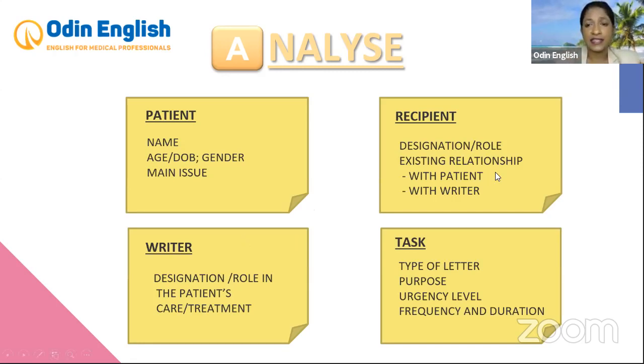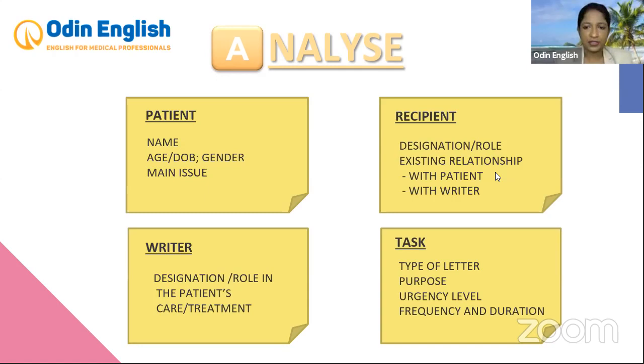Next is look at the recipient. In the recipient, you should look at not just the recipient's name. Well, name is important in the address part, but most importantly, look at that recipient's or the reader's designation and the role. What will he or she be doing for the patient? What will his or her role be in the patient's care or treatment after you write this letter to him or her? So look at that person's role in the patient's care. Second thing that you have to look at is any existing relationship. Whether there is any existing relationship with the patient or whether there is any existing relationship with the writer. This is important. So you have analyzed 2 people now, patient and recipient.